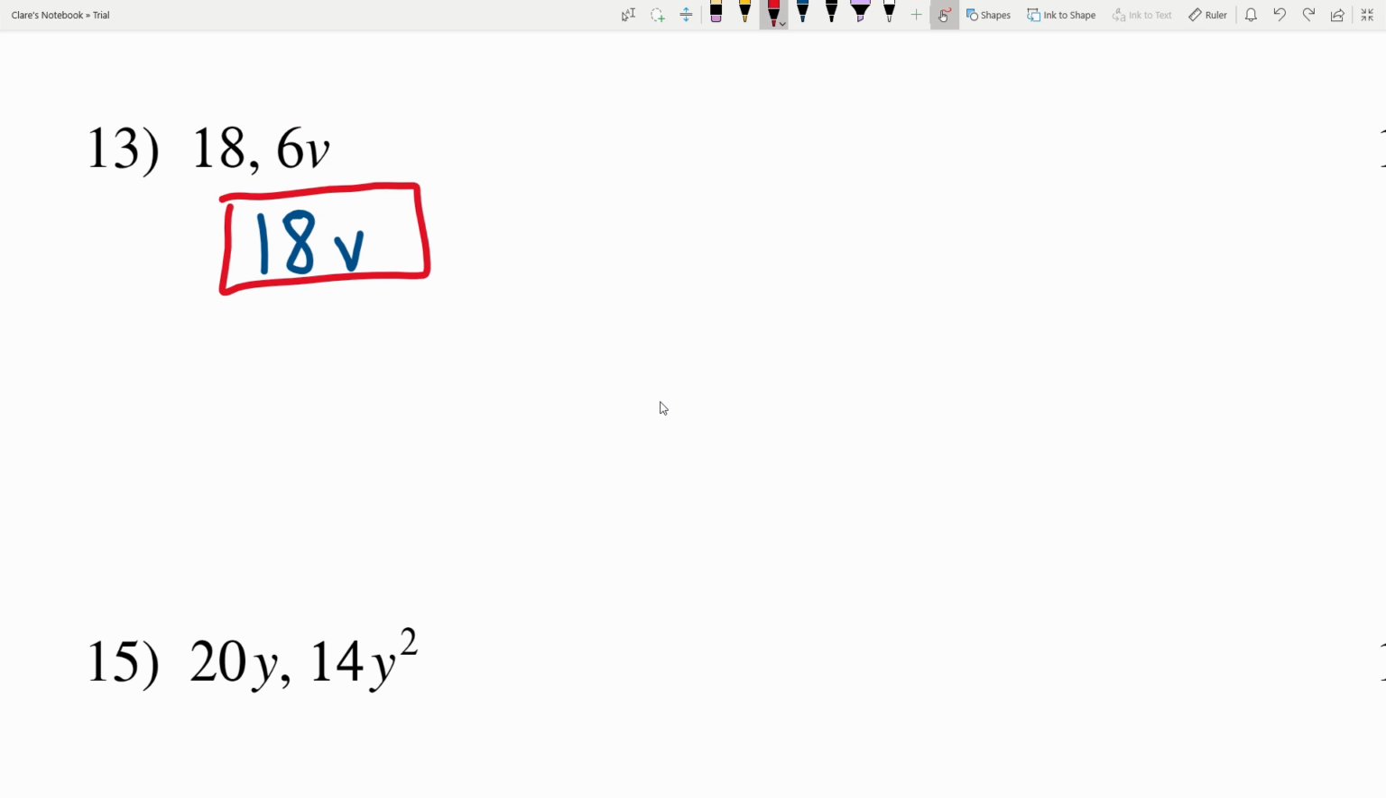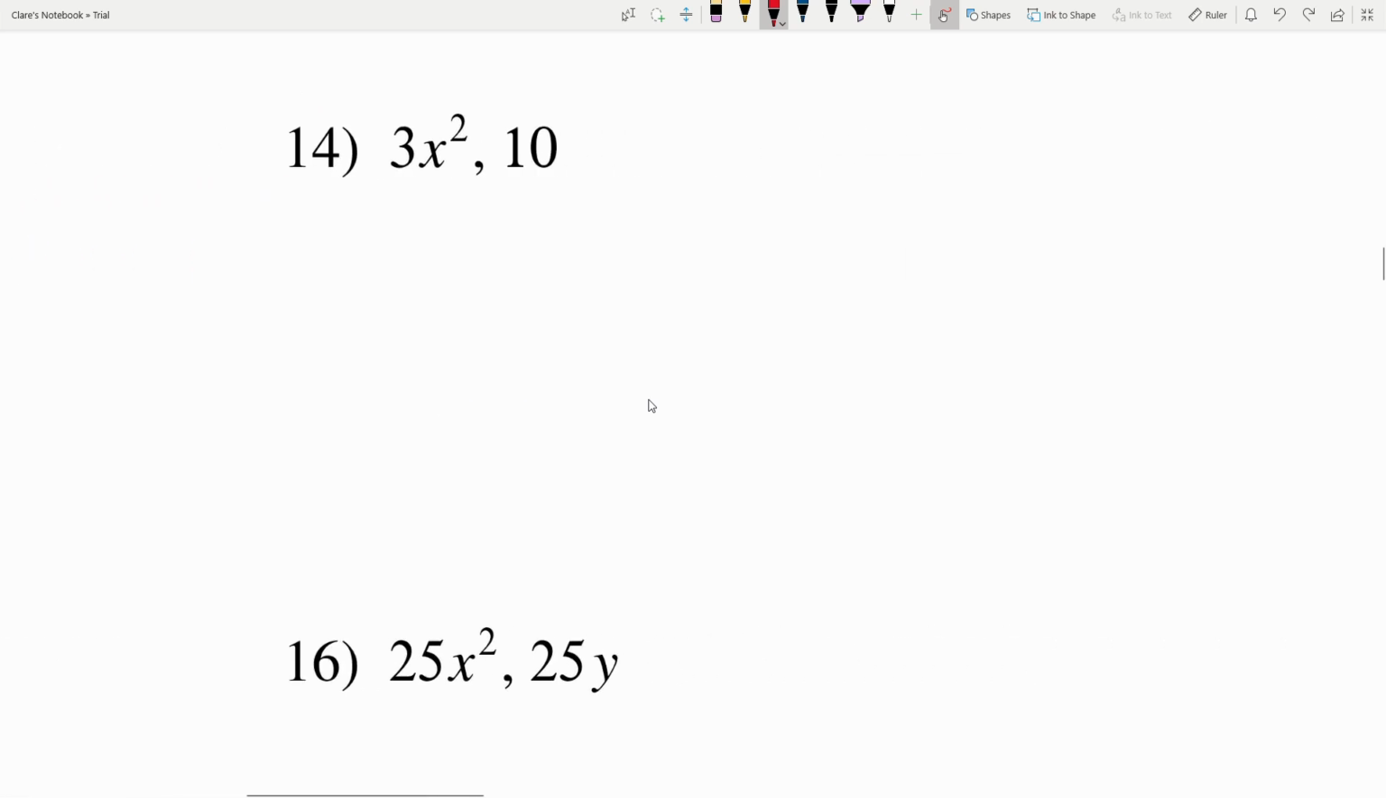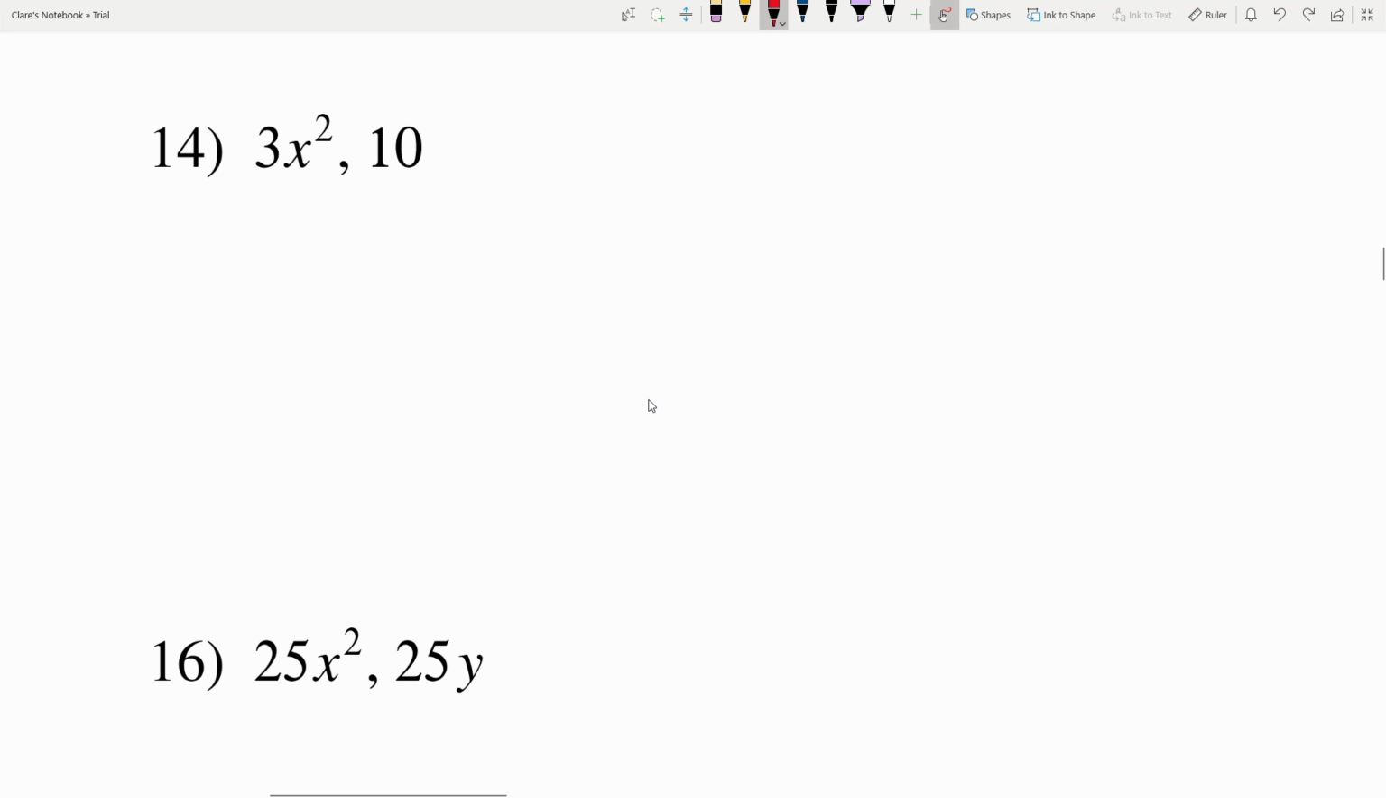Let's move on to number 14. In number 14, I have 3x squared and 10. So starting with my coefficients, I'm going to be looking at 3 and 10. 3 can't go into 10, so 10 is not the LCM. 10 times 2 gives us 20. 3 does not go into 20, but 10 times 3 gives us 30, and 3 does divide into 30. 3 times 10 is 30.